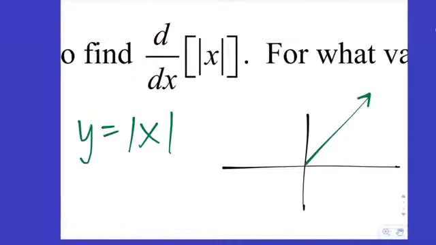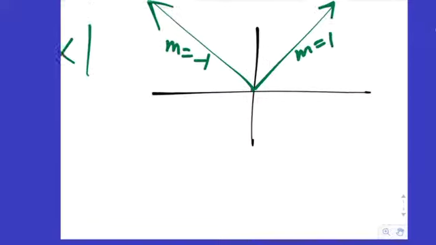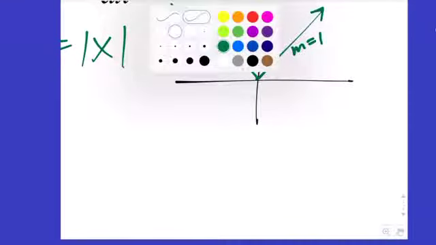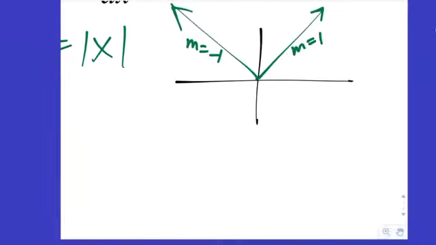It has a slope of 1 to the right, and it has a slope of negative 1 to the left of 0, and the derivative at 0 is what? DNE. Good. So we could actually sketch the graph of y prime based upon the graph of y. Here's what the derivative would look like. I'll do it on the same graph. I'll just do it with red.